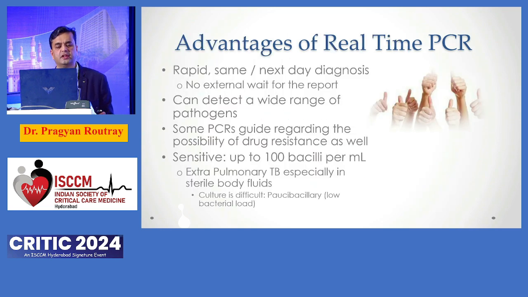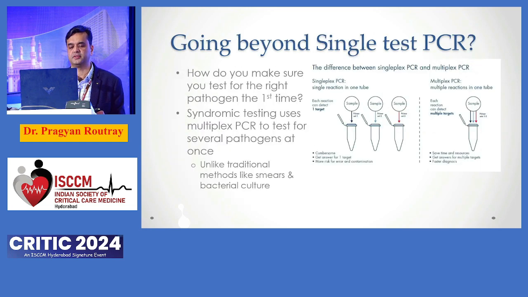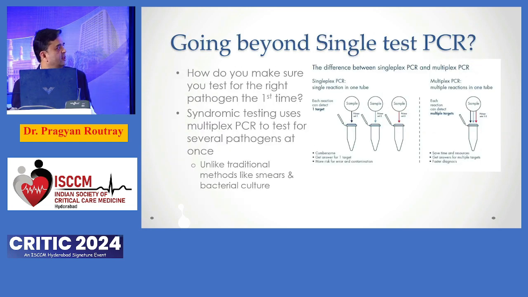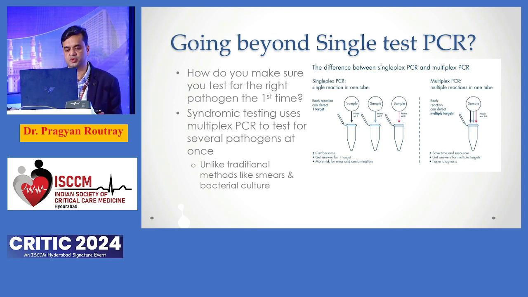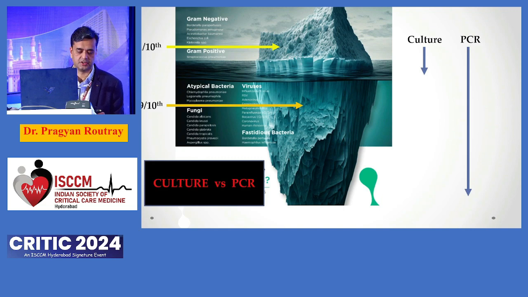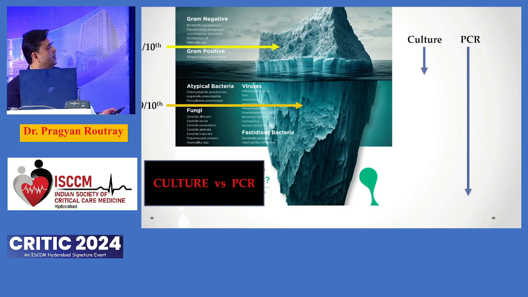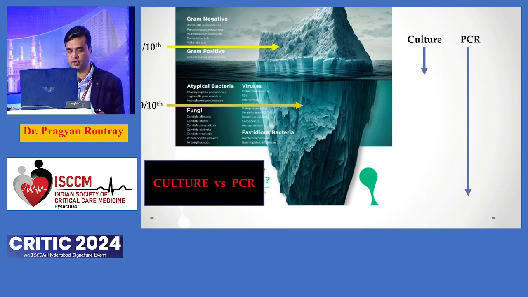There are a lot of advantages of real-time PCR in the sense that it is very rapid, it can detect a wide range of pathogens, and some PCRs guide regarding the possibility of drug resistance as well, and it is way better than culture. I'll be showing some articles supporting these things. And lately, we are going beyond single-test PCR. We have multiplex PCR, where within a single test we can detect multiple bacteria, viruses, and fungi all together, which is not possible with routine culture. As we say, routine cultures can pick up 1/10 of the viable bacteria, viruses, and fungi that we have. PCR can detect almost all of them.